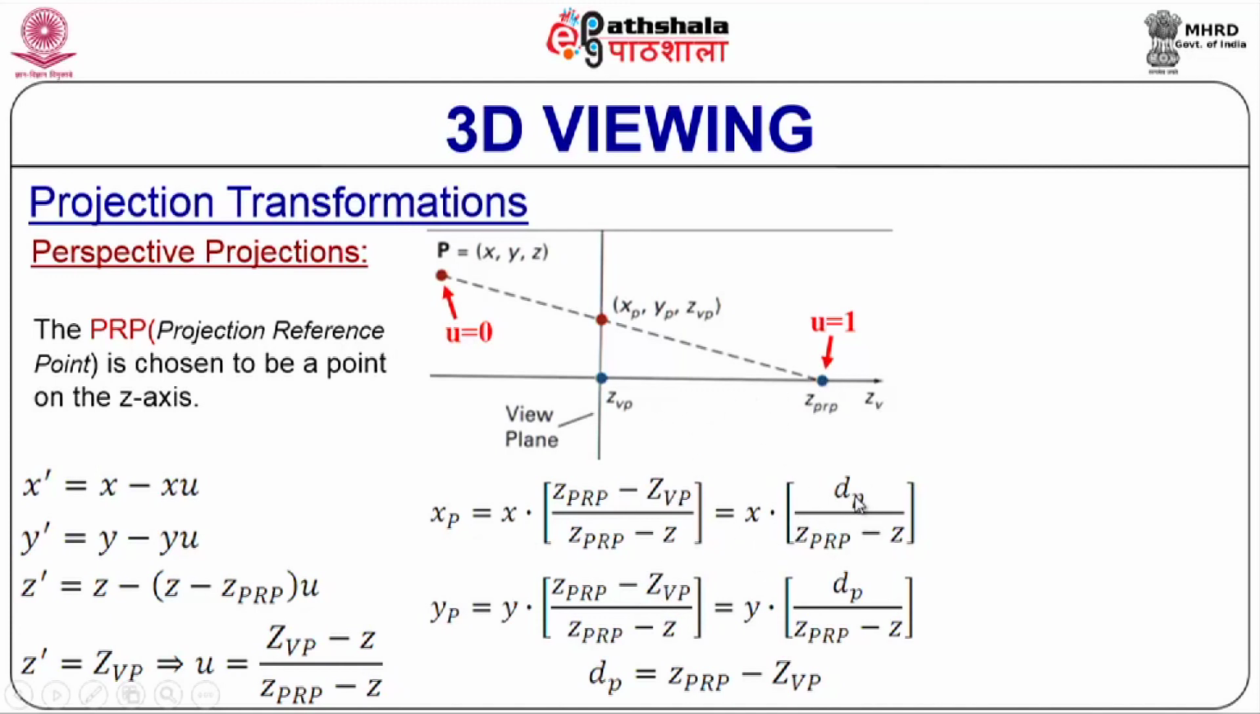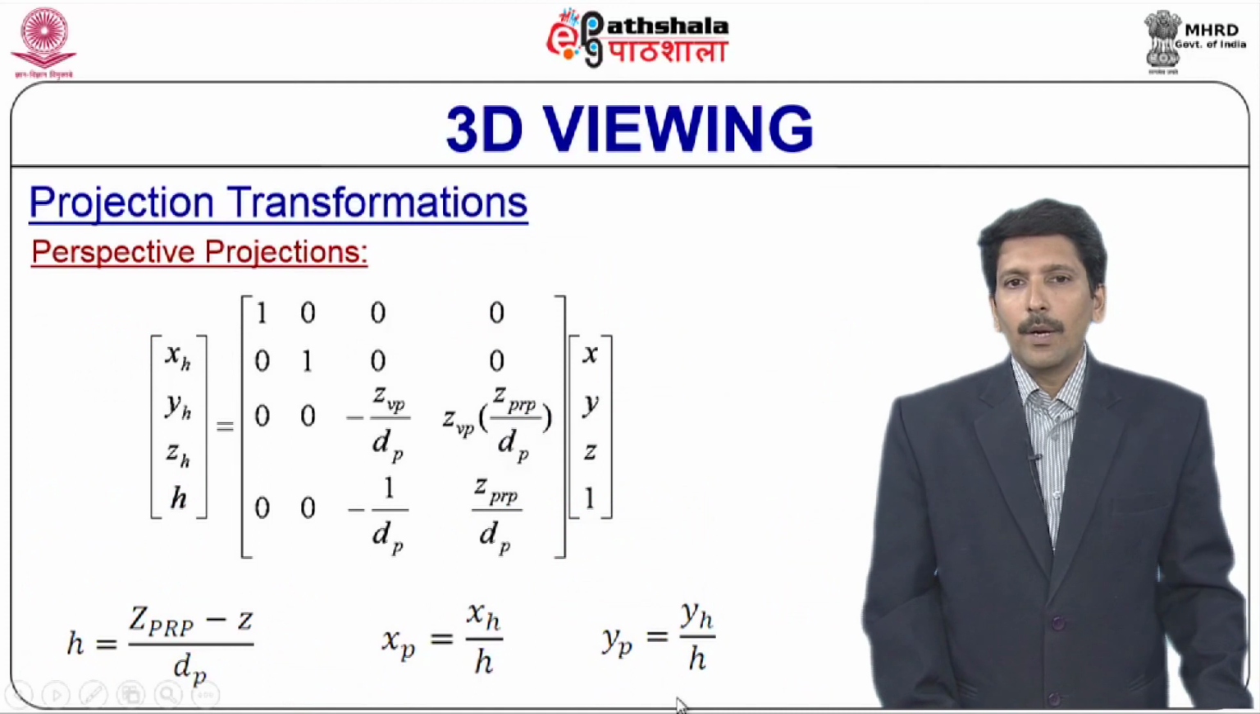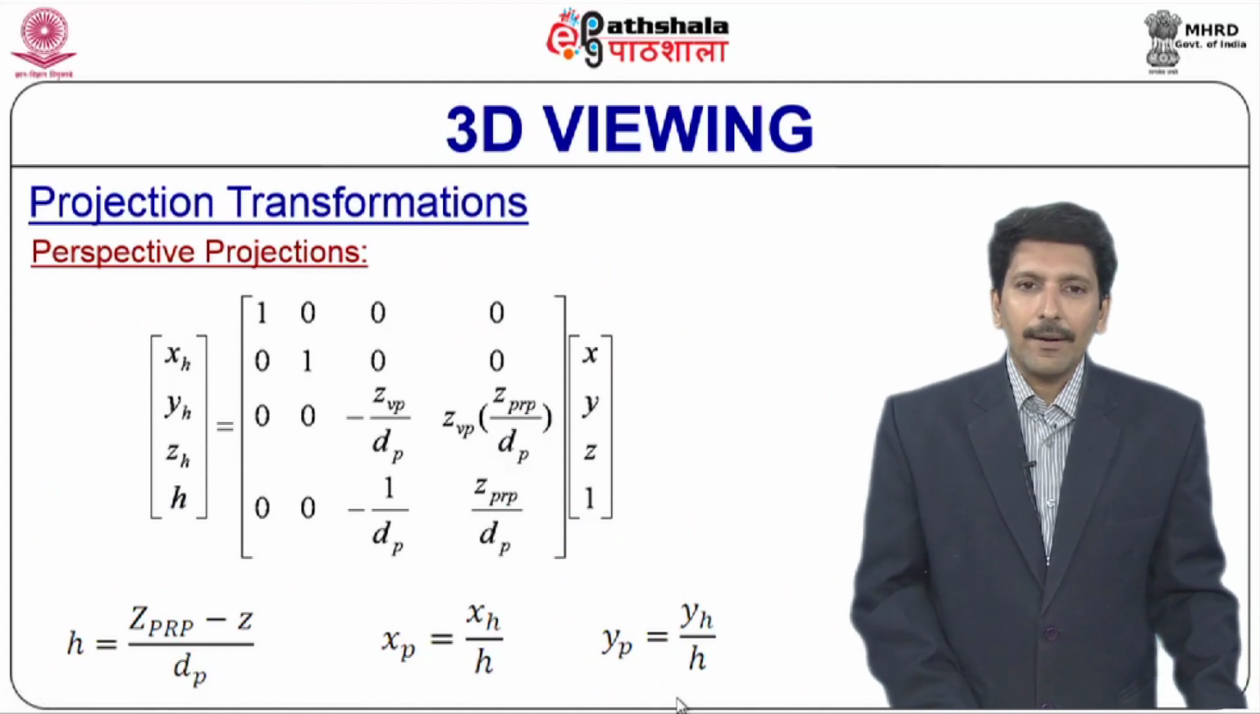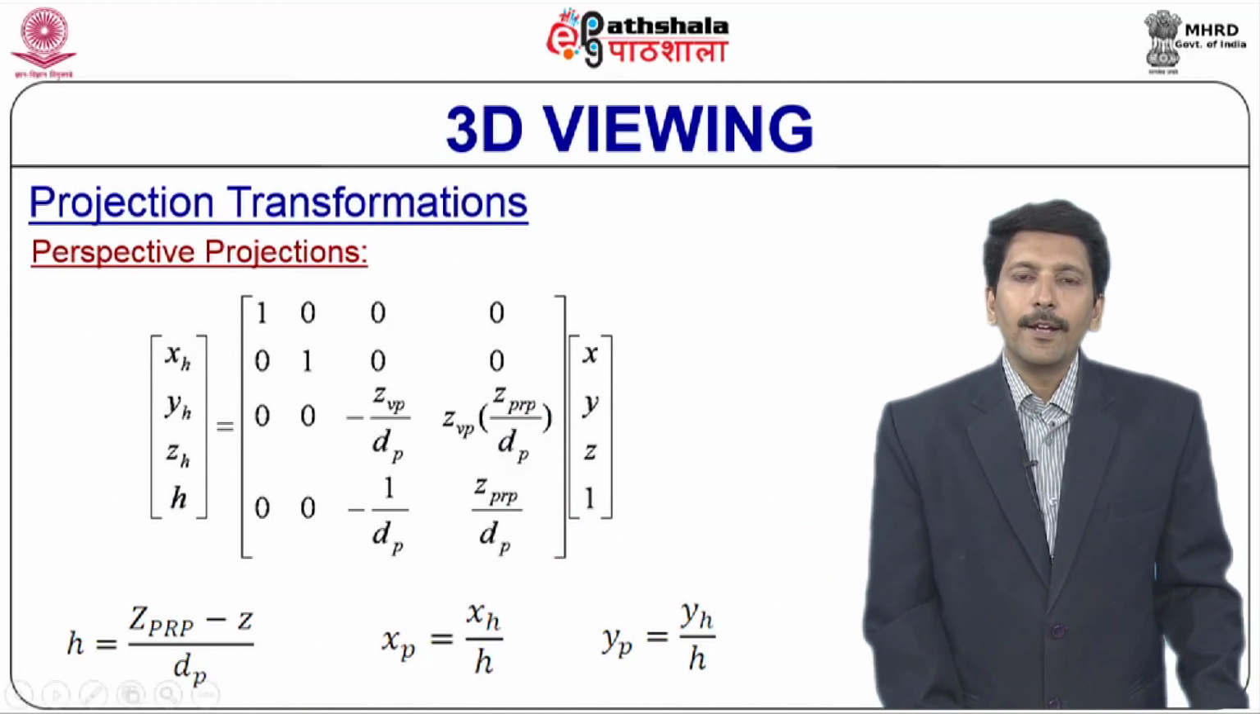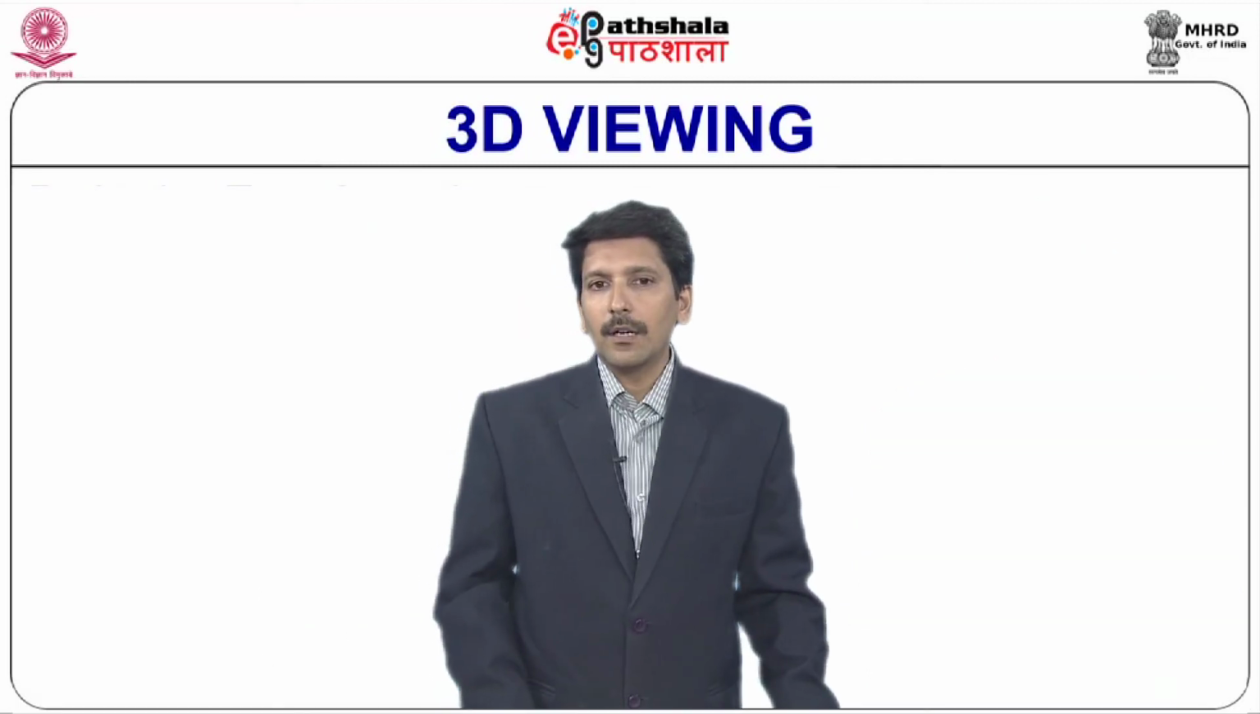zprp minus zvp is the distance between the PRP and the view plane position, let us call that dp, and this can be further simplified like this. With this we can formulate a projection matrix in homogeneous coordinates. You should observe this matrix carefully. With this we conclude this session.